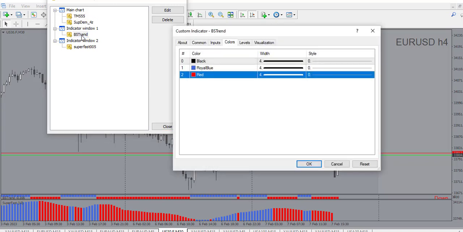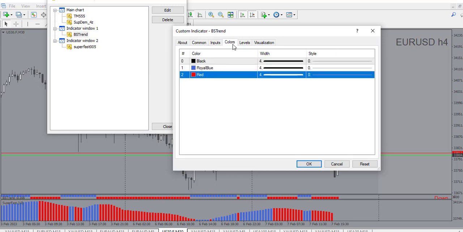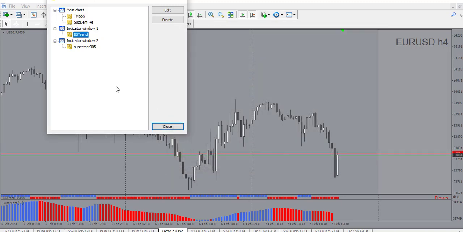The third indicator is BS trend. These are the colors I use, the royal blue. Then the input for this particular indicator, let me show you the input right now. This is the input. The period is 6 and alert I turned to false, so you can turn it on if you want it, and click OK when everything is set.